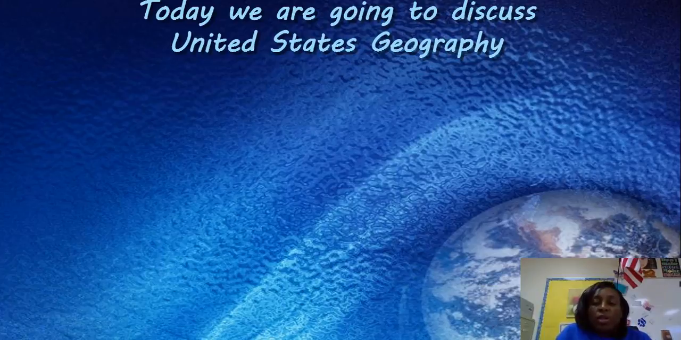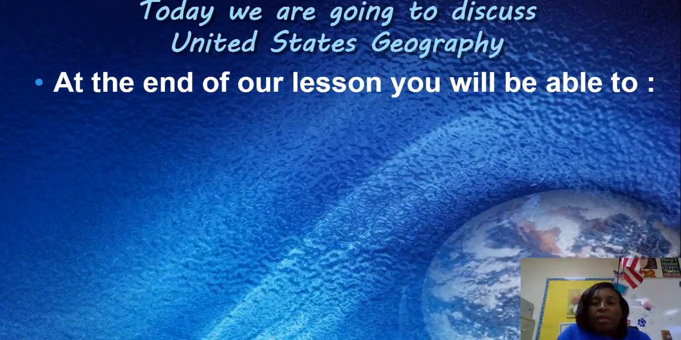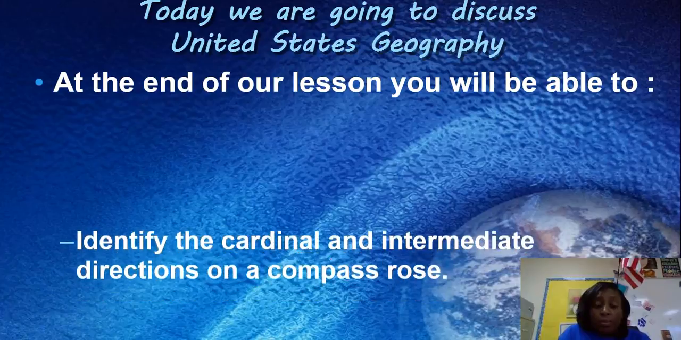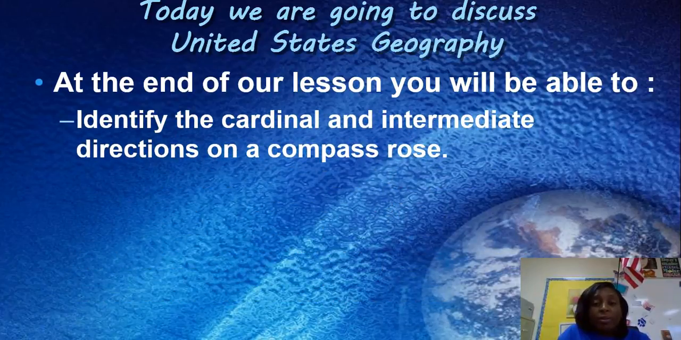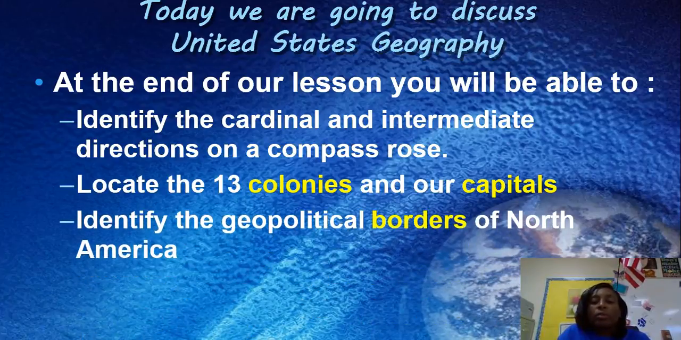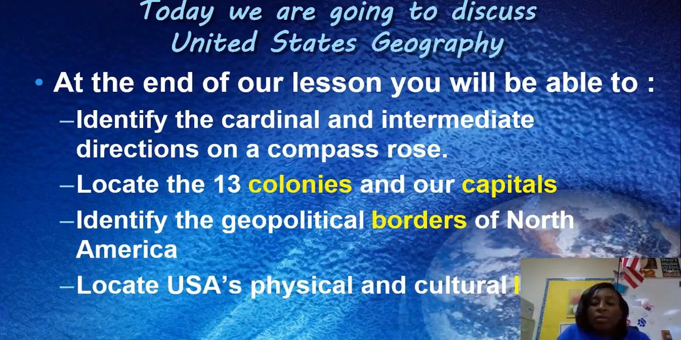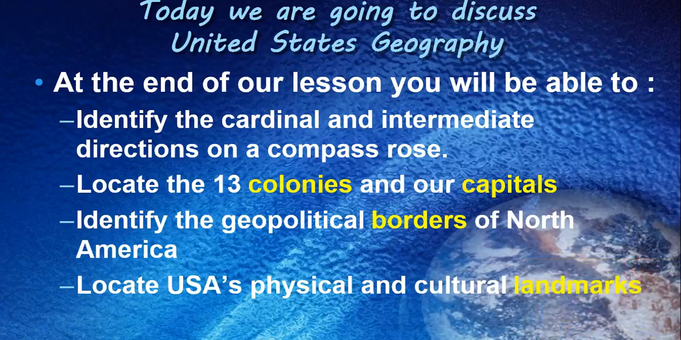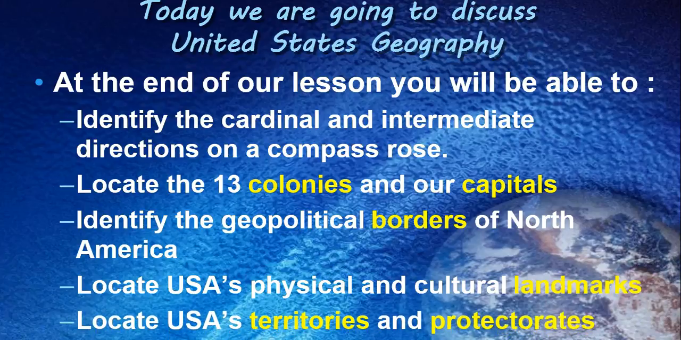Alright, so today you're going to discuss United States geography. At the end of this lesson, you're going to be able to identify what cardinal and intermediate directions are on a compass rose. You're going to locate the original 13 colonies and our capitals. You're going to identify the geopolitical borders of North America. North America is divided up into 3 different countries. You're going to see that. You're going to locate U.S. physical and cultural landmarks, and you're going to locate U.S. territories and protectorates, lands that we own.